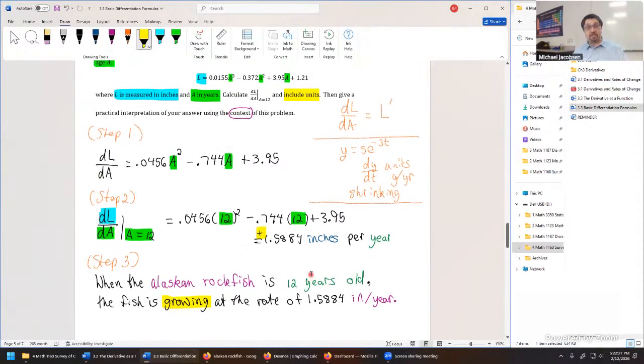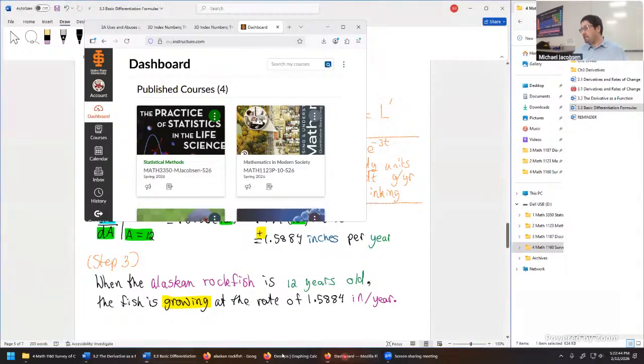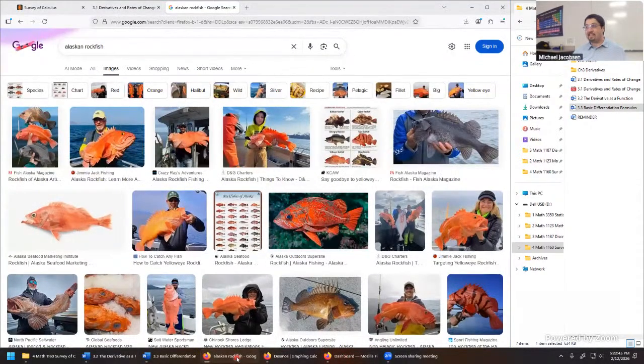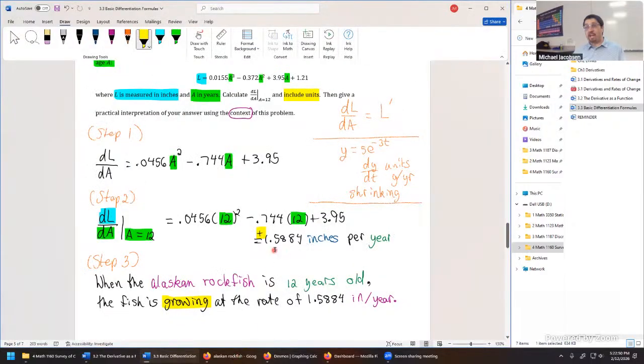And the number one easiest mistake to make when we do this is to accidentally say when the rockfish is 12 years old, it's 1.5884 inches long. But that's not true. This is, at 12 years old, a pretty big fish. I mean, I think I got rid of that screenshot. There it is. It's a big fish. At 12 years old, it's not anywhere near 1.5 inches. It's just growing at that rate, 1.5884 inches per year.